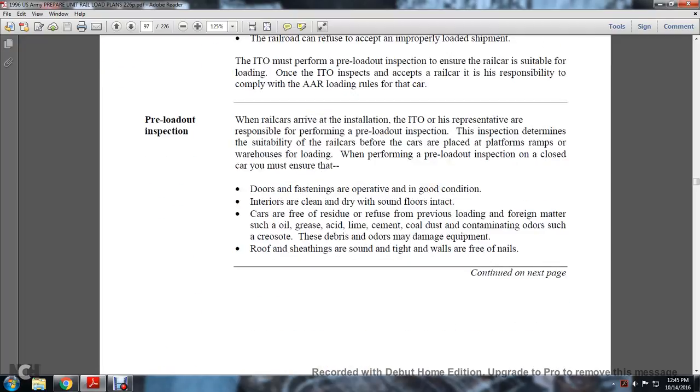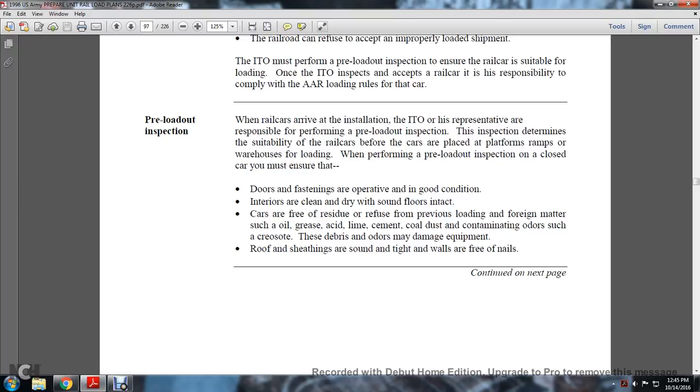Preload inspection. When railroad cars arrive at the installation, the representative of the area is responsible for performing the preload inspection. The inspection determines the suitability of the railway cars before the cars are placed on the platform or ramps for warehouse loading. When performing the preload inspection on boxcars, you must ensure the doors and fastenings are operative and in good condition, and the interior is clean and dry with a sound floor.